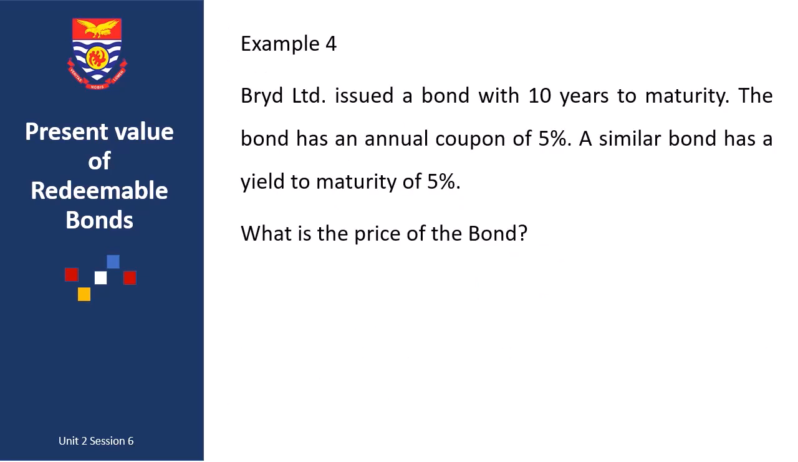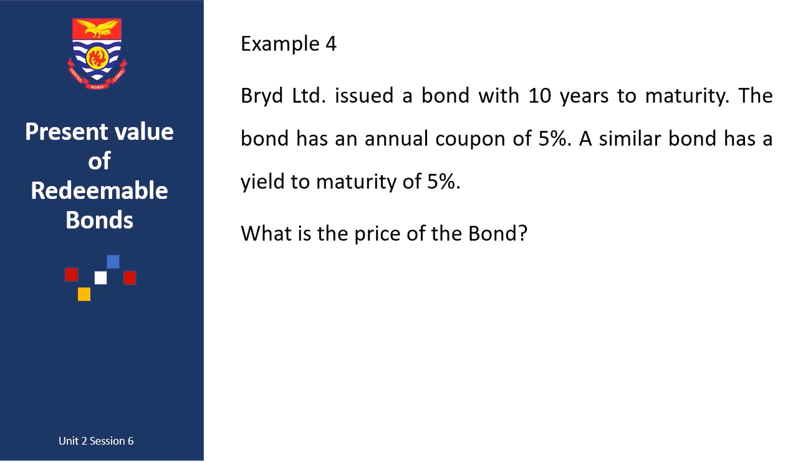Let's try with this example. Brian Limited issued a bond with 10 years to maturity. The bond has an annual coupon rate of 5% and a similar bond has a yield to maturity of 5%. So this one, the coupon rate and the yield to maturity are the same. So automatically we are going to get the market price of the bond to be equal to what? The face value of the bond. Since they have equal rates, the coupon rate is similar to the yield to maturity.